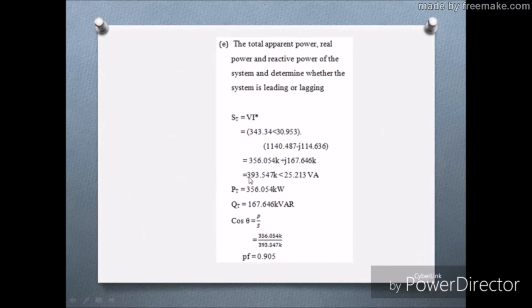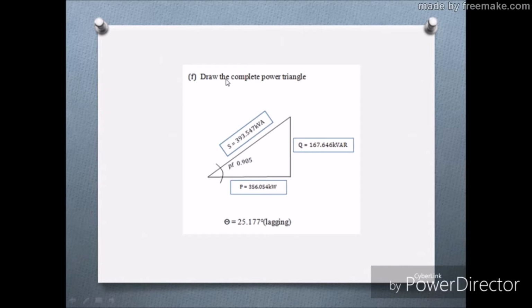As for apparent power, we have to convert it into polar form and take the magnitude as its apparent power. So in order to know whether the system is leading or lagging, we look at the angle. As the angle is positive, the system is lagging. So we're gonna find our power factor. So cos theta equal to P divided by S, so this is the value, and then we got PF equal to 0.905.